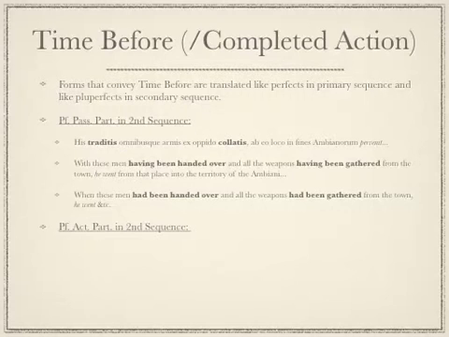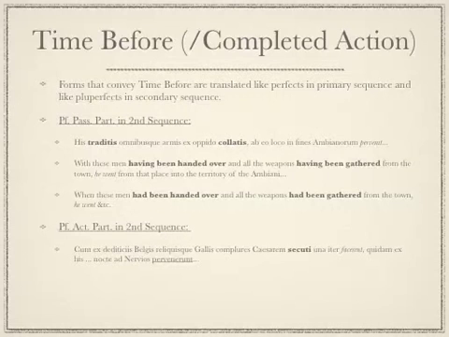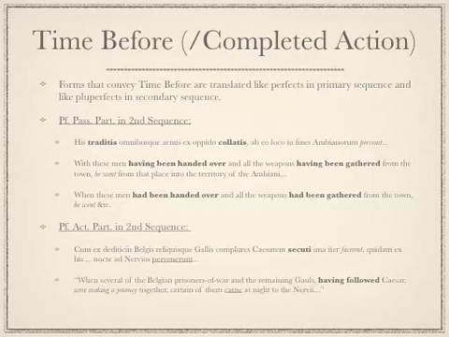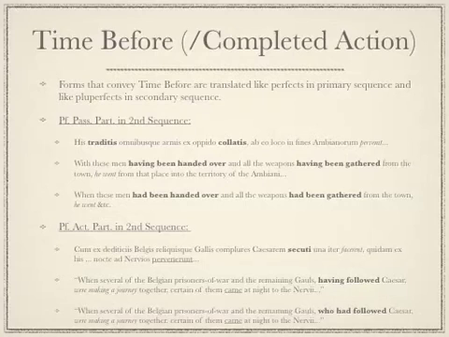Right? You have a perfect active participle in secondary sequence, which we've already seen. Several men, having followed Caesar, were making a journey together. Secuti is prior to focarent. There it is. Or you could say, who had followed Caesar, and make it sound pluperfect, because it's prior action in a secondary sequence sentence.